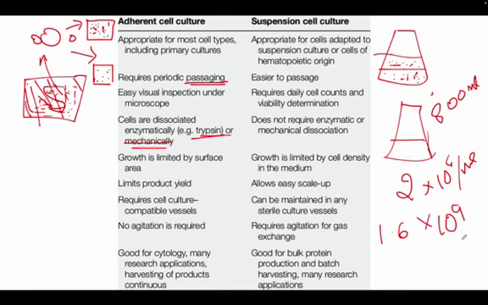Right? I'm getting 10 raised to 9 cells from a single flask. So you can see this is very good for things like bulk protein production or anything that needs to be done on a large scale. Okay, it's easier to maintain this. Whereas this is better for, obviously, if you want to do things like microscopy or things on a small scale, then adherent cell culture is appropriate.